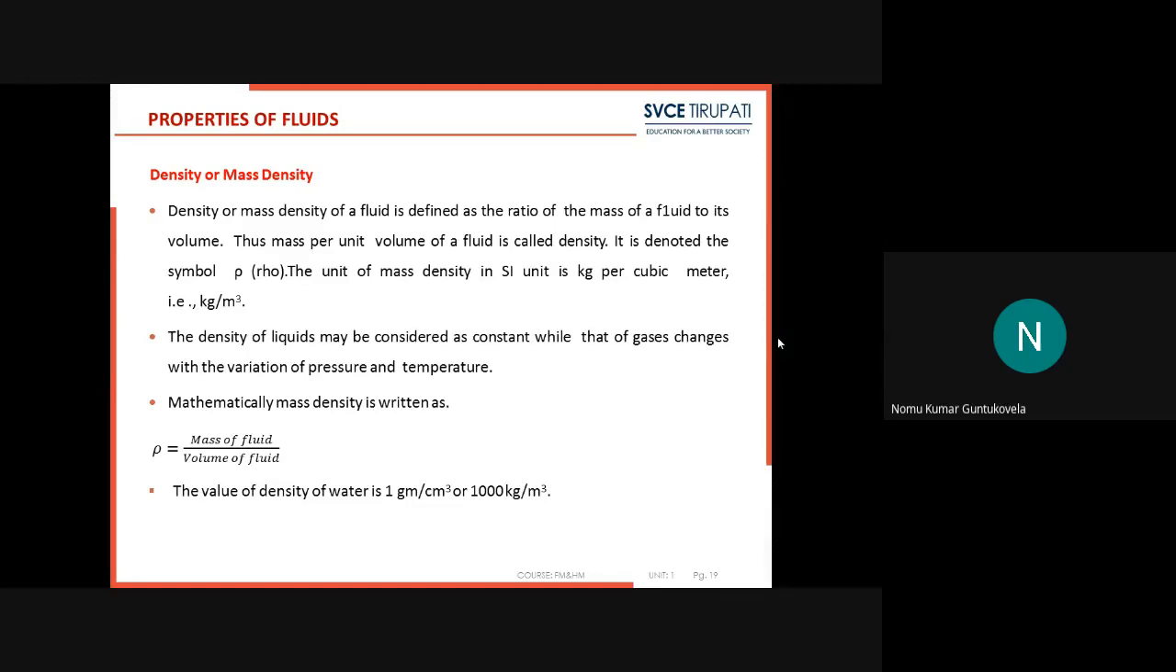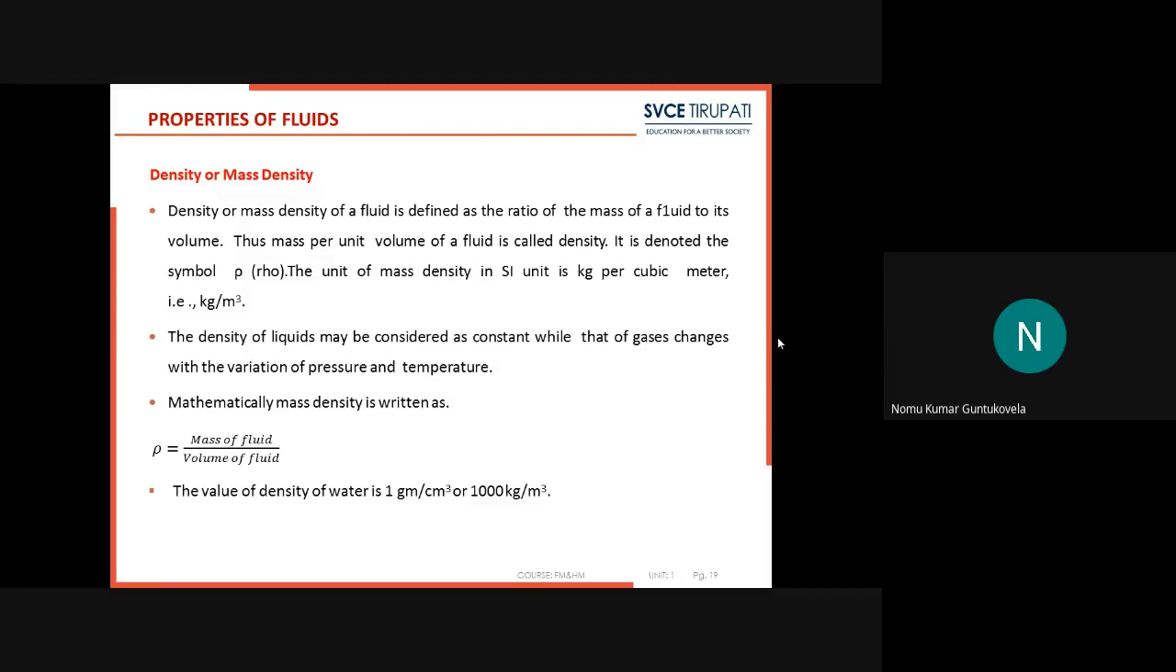Again, I am repeating the properties, so please note down. Density or mass density, specific weight or weight density, specific volume, specific gravity, cohesive forces, adhesive forces, surface tension, viscosity, capillarity, vapor pressure, bulk modulus, compressibility. There are a number of properties of fluids like this.